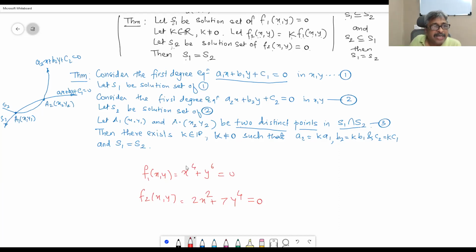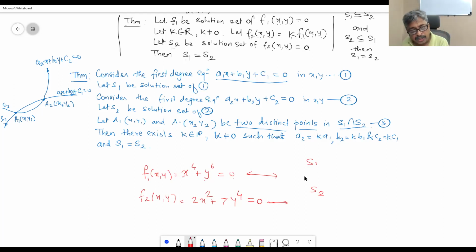Now can you visualize and tell the geometric solution set of this equation? This is algebra. What is the corresponding geometry? What is S1 and what is S2? Now x is a real variable, y is a real variable, and it is fourth power. Here it is sixth power. Therefore, this is going to be a non-negative number, and this is going to be a non-negative number. They are getting added to become 0, and therefore each one of them must be 0.